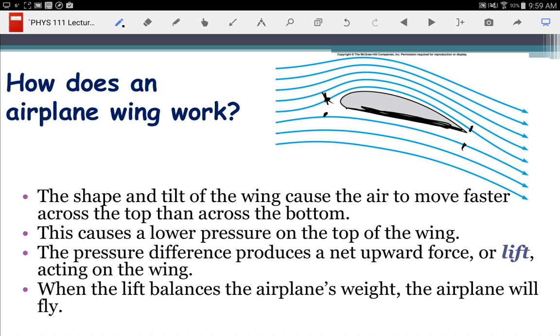And if the airplane slows down, then the difference in speed is not as big, and you lose lift. So you have a certain speed that's called the wing stall speed. At the wing stall speed, your upward force, due to the higher pressure on bottom, lower pressure on top, is not as big as the weight of the airplane. What happens when you reach the wing stall speed? You just fall out of the air.